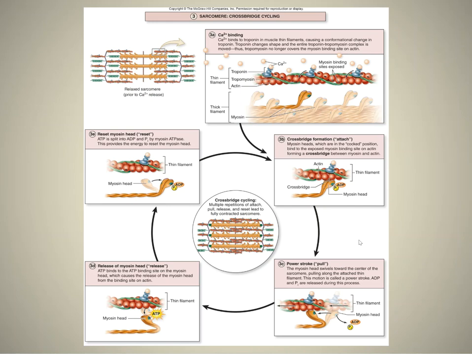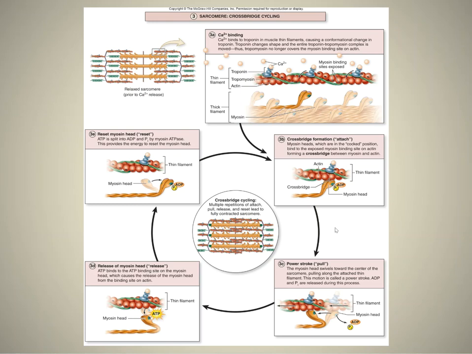ADP and Pi are released during this process. Then in 3D, release of the myosin head. Another ATP molecule binds to the myosin head. As soon as that happens, it's hydrolyzed. In 3E here, the myosin head is reset. It's moved back up to 90 degrees, and now it's directly across from another myosin binding site on actin farther down the thin filament, and immediately binds and goes through the power stroke and the whole thing.